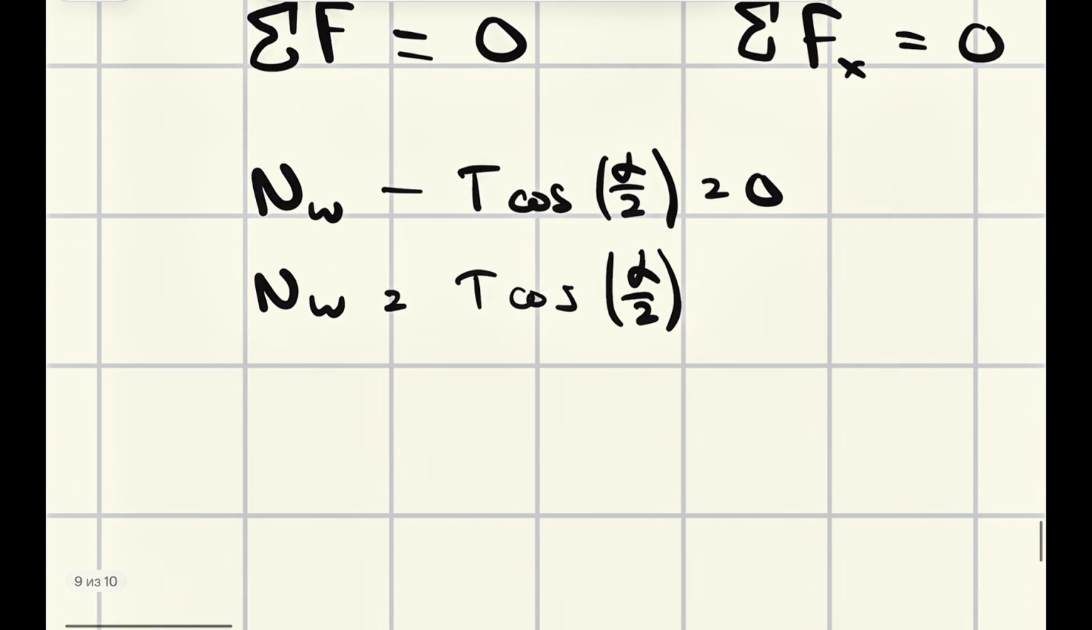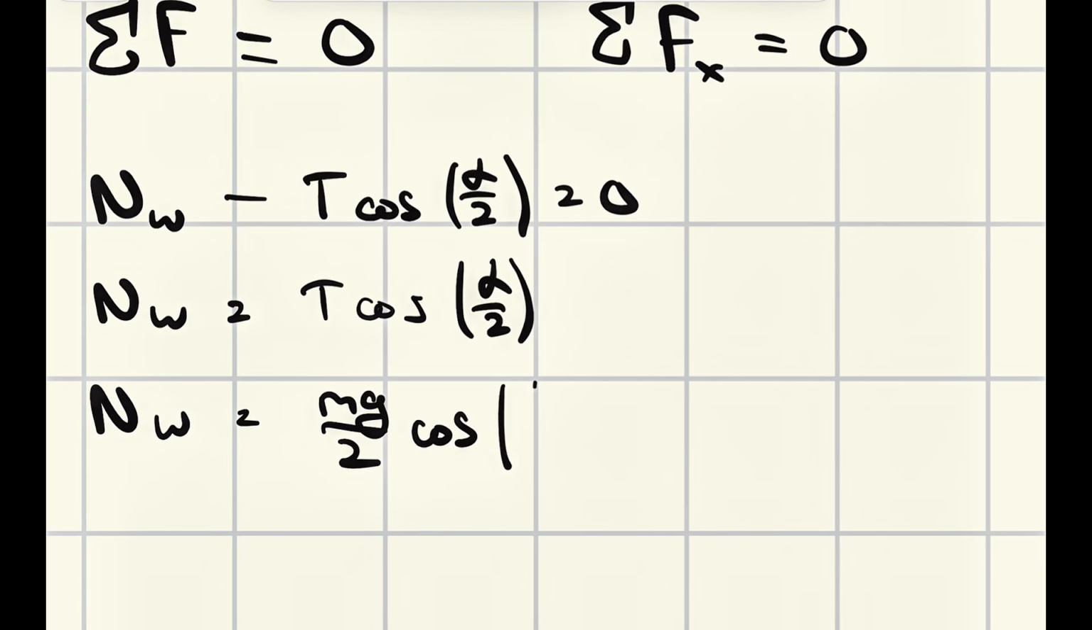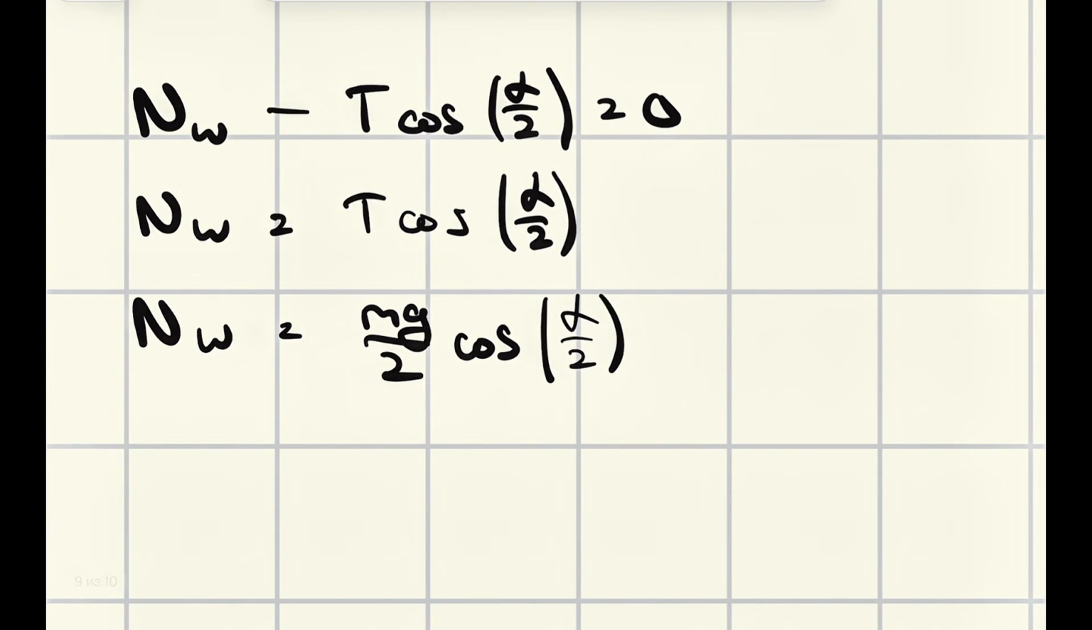Can it be our answer? Yes, it can. Why? Because we have found our tension, and it's just mg divided by 2, if I'm not mistaken. And this is cosine alpha divided by 2. Can it be our answer? Yes, it can, because we are given the mass and the angle. G is constant in our case, and 2 is just a number.